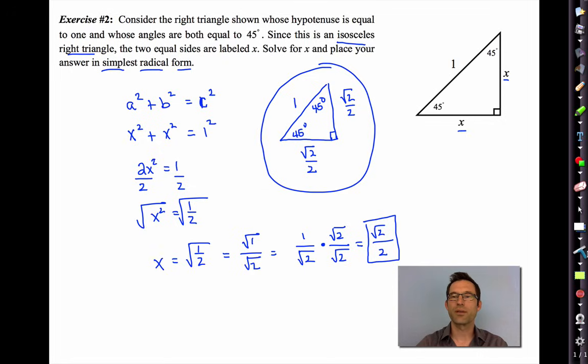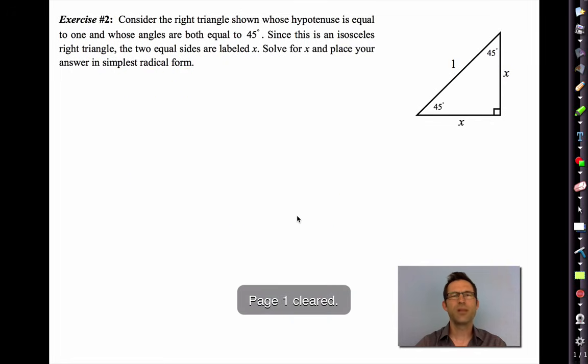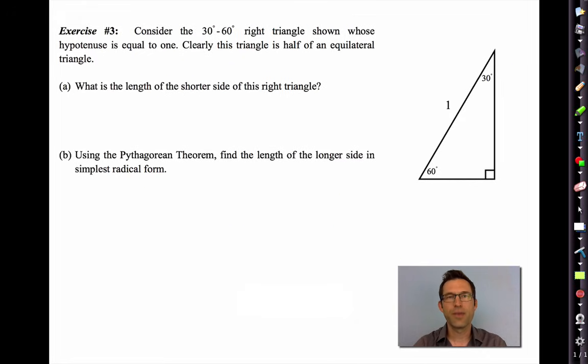Okay, great. Clear this out. Let's take a look at a 30-60 right triangle. Now, a 30-60 right triangle is 1/2 of an equilateral triangle. I want you to make sure you understand this.